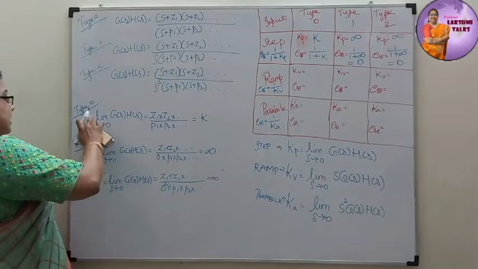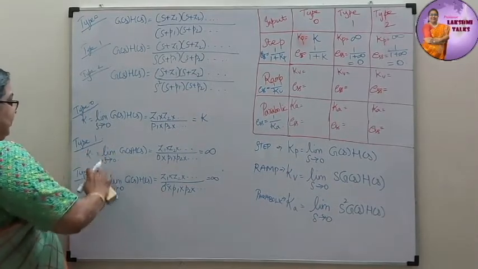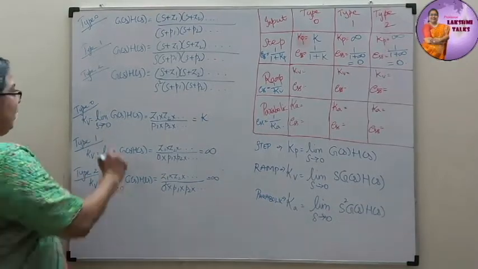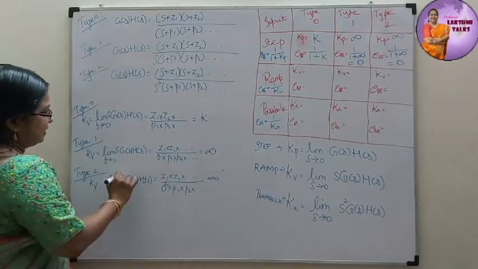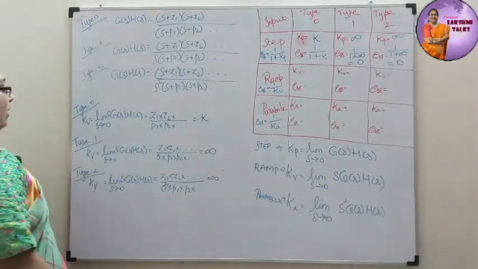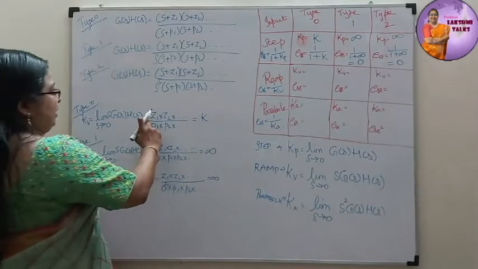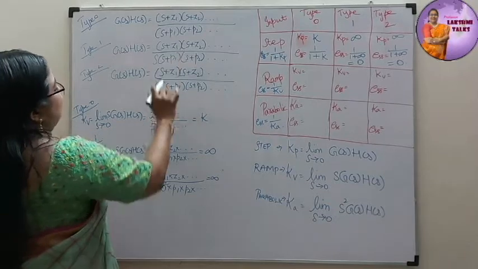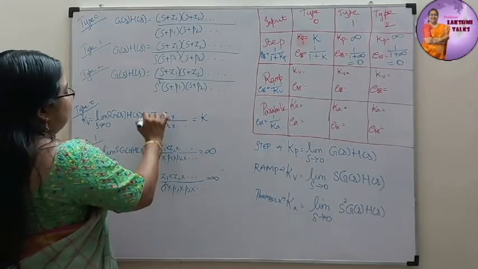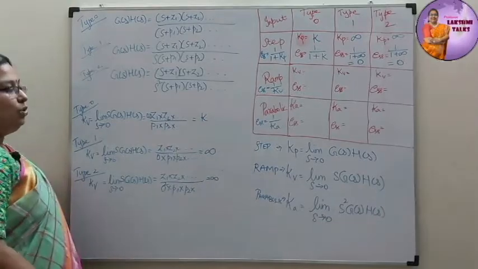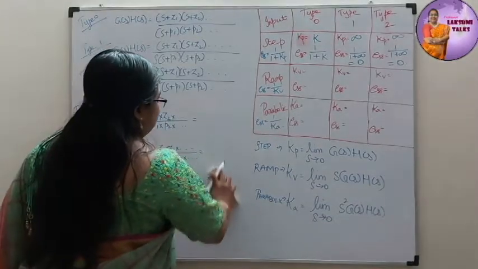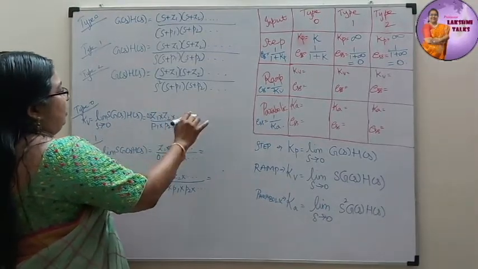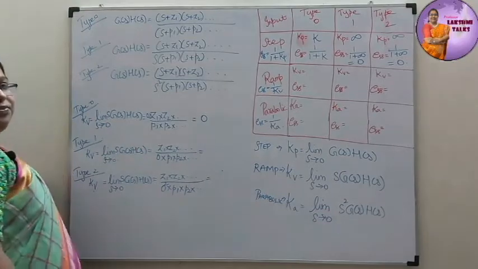Now let us see what is Kv for various types. So the same thing, but it is s into G(s)H(s), right? So for type 0 you have a 0 here in the numerator. So what happens? 0 into anything is again 0, right?